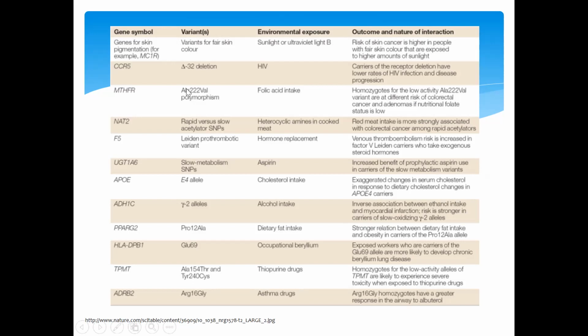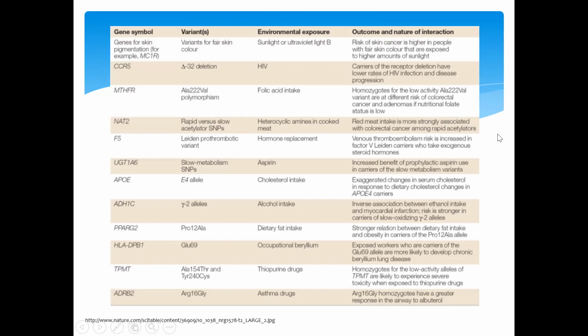The MTHFR is this variation. It's associated with folic acid intake, and it can cause colorectal cancer. Now, an individual has to have this mutational variant to acquire this. How about NAT2? This one is heterocyclic amines in cooked meat. So I want you to think of processed meat with nitrates. Colorectal cancer with rapid acetylators.